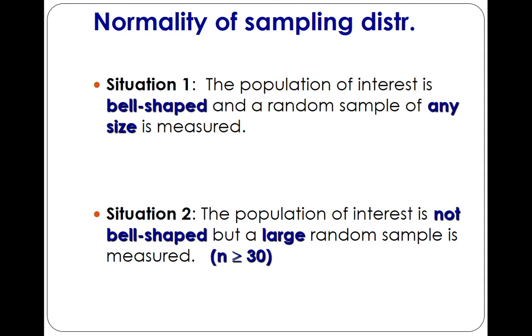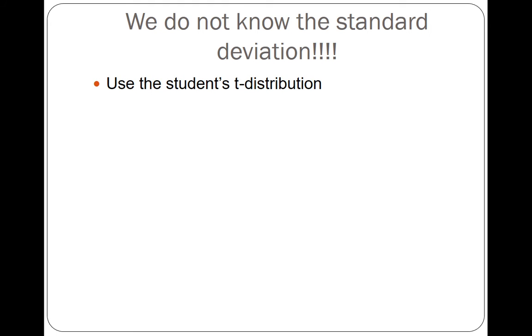So situation 1 is that if it comes from a bell shape, you don't have to worry about those assumptions, and so any size will work. Or if n is bigger than or equal to 30, remember almost any distribution will start to look normal. And n equals 30 is just sort of our general guideline.